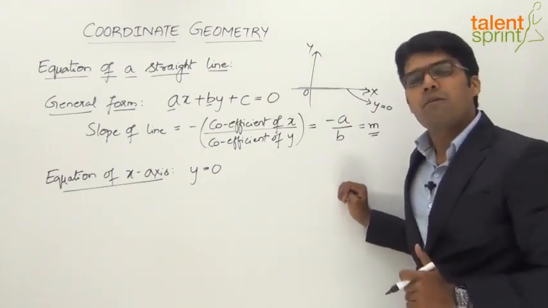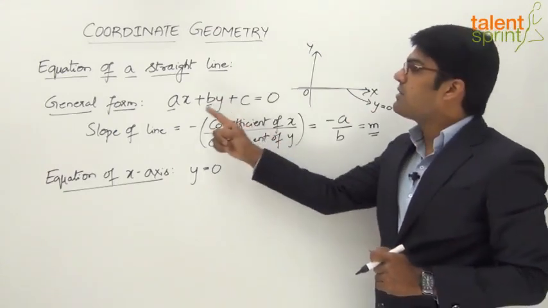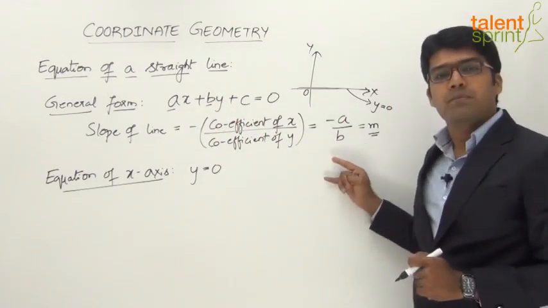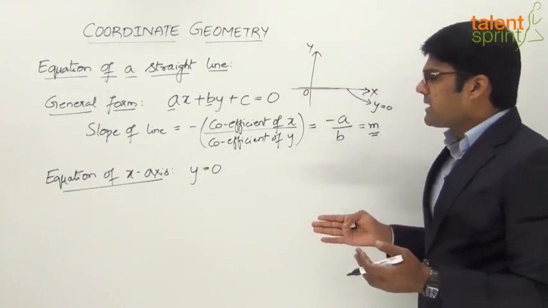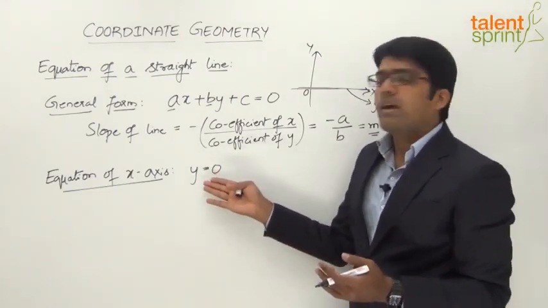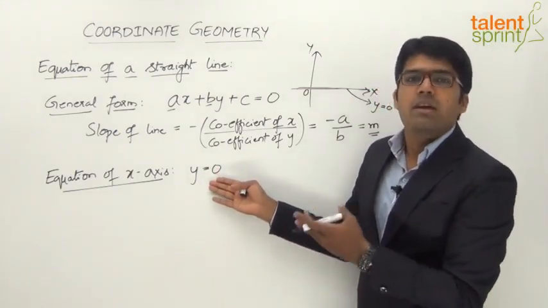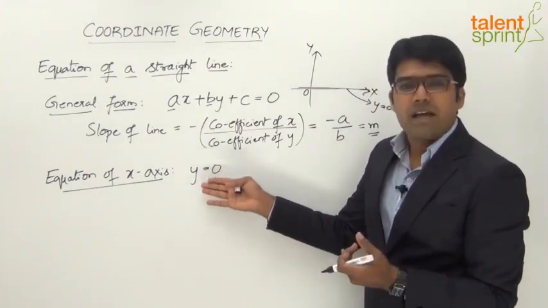What about the slope of x-axis? We know that in general form the slope is minus a by b. What about the slope of x-axis? Now if you look at it, we have got no x variable at all, right? There is no x variable here. We don't have the x variable.